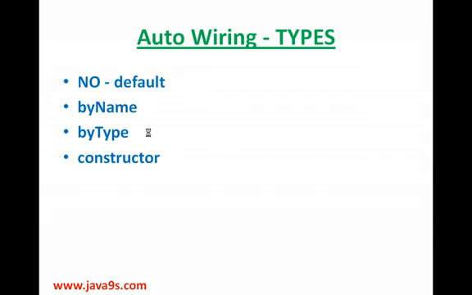There are four types of autowiring. The first one is the default, which means there will be no autowiring. The second one is byName, the third one is byType, and the last one is constructor.